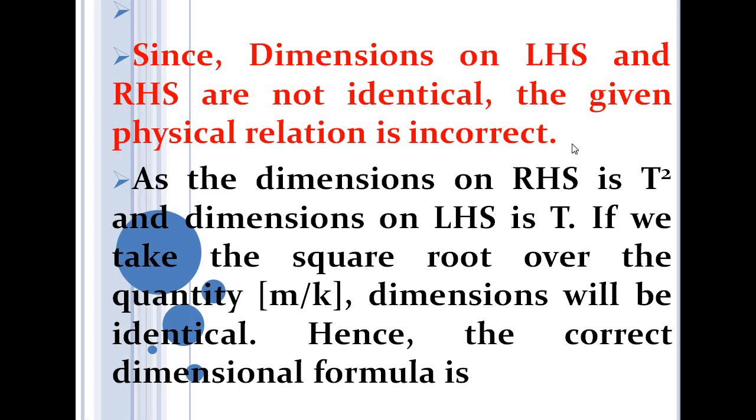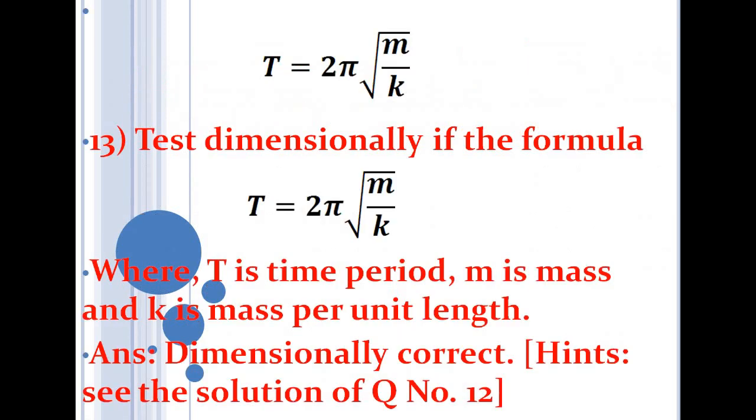What can be done to correct the given physical equation? If we take the square root, after that T square, that is T. So in such a condition, the dimension on the right side will also be equal to the dimension on the left side. If we take the square root on the right side for the physical quantity m by k, the given physical relation will be correct. So the correct physical equation is T equals 2 pi square root of m by k.